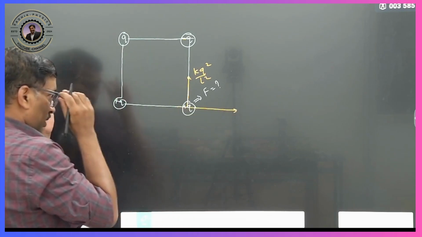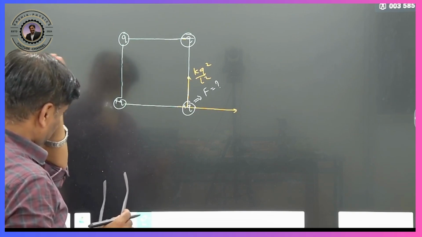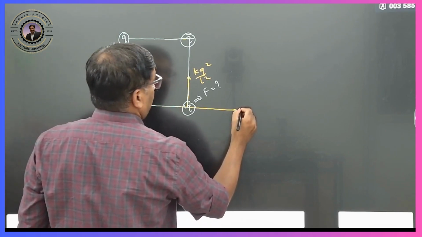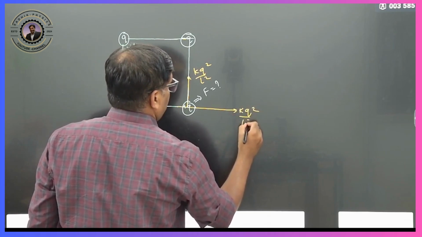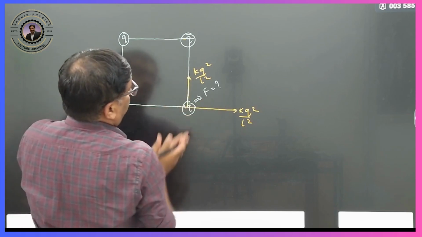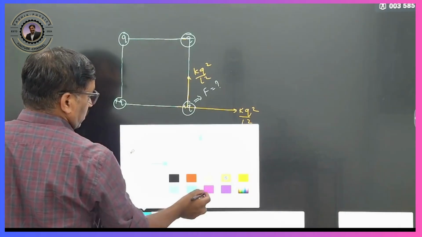Clear? Now what will you get? Here KQ square, so K Q square by L square. Let us see one more thing. This force, so what is this force?